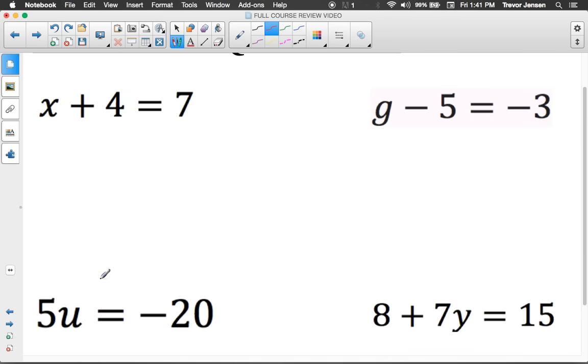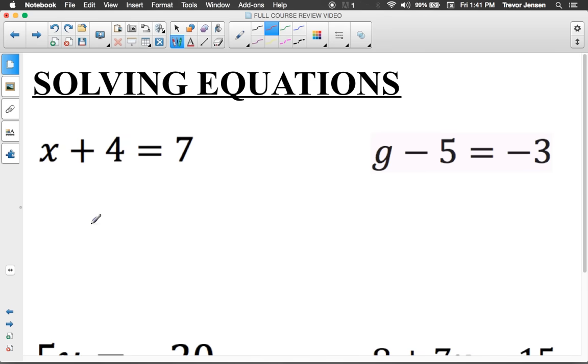Okay, let's move on to the last thing you would have learned in the first unit in grade 9. You would have learned how to solve equations. And basically, solving an equation means to figure out what value of the variable makes the equation true. So here we have x plus 4 equals 7. That means something plus 4 is equal to 7. Now you can probably guess the answer is 3 because 3 plus 4 is 7, and that's the right answer.